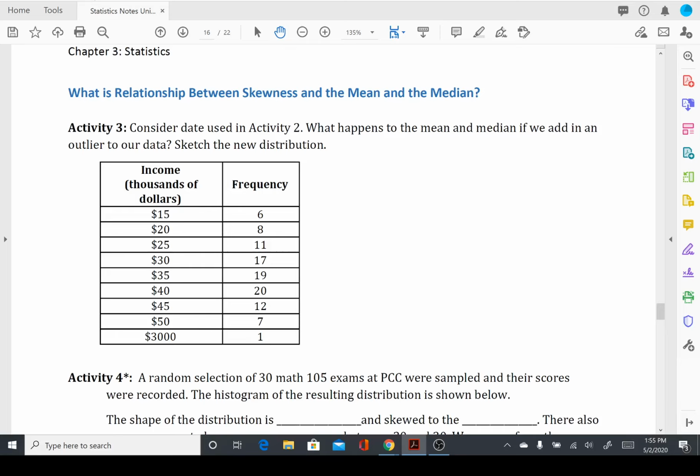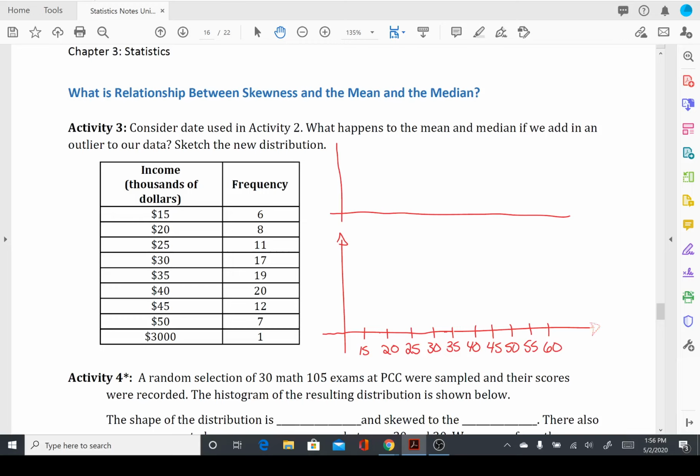The thing that I'm going to work on right now is a histogram of both of these neighborhoods, pre-rich family and post-rich family coming in. I'm just using the scale that they gave us. It's not ideal, but because 3,000 is so much further away than everything else, I'm going to break my line and put in 3,000. We already know that it's an outlier for this neighborhood. And label things.